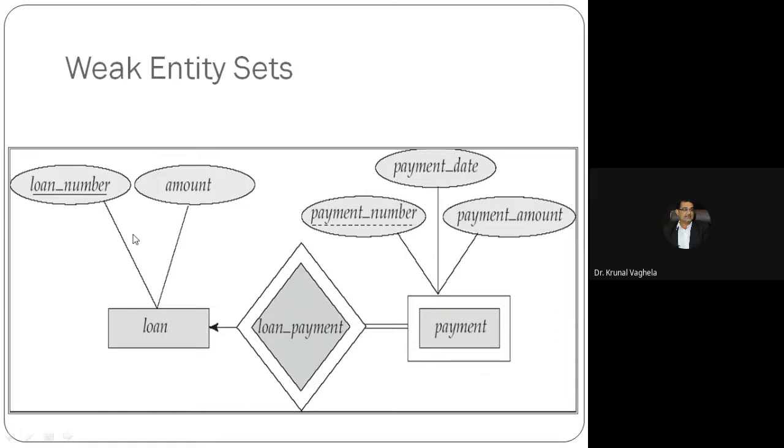Now, I'm giving you 2 minutes. Explain to me this real world. Now you know this is total participation. This is many to one. Explain this meaning. Yesterday we have taken so many examples. First tell me why total participation from payment to loan payment. What is the meaning of that?